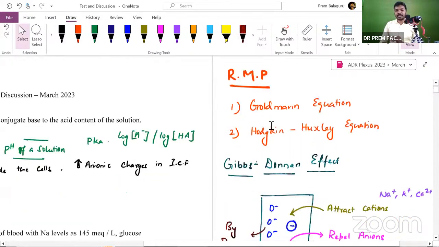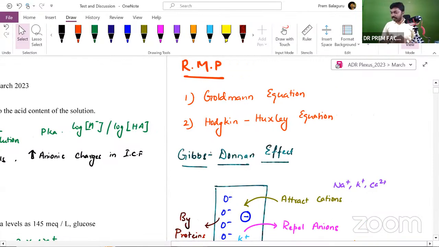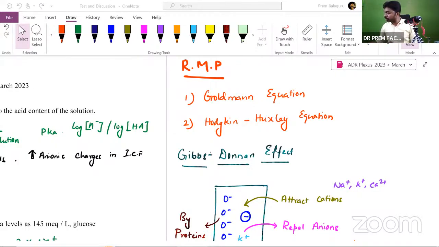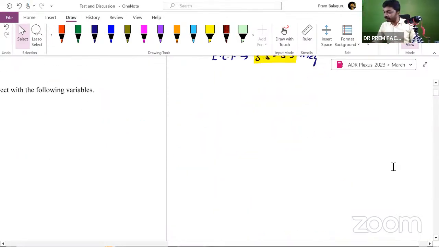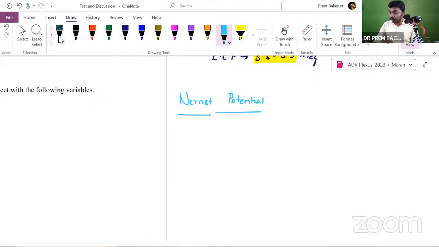Gibbs-Donan effect. And when it comes to resting membrane potential, as I just told you, you have two equations. One is the Goldman equation and the second one is the Hodgkin-Huxley equation, used to determine resting membrane potential. And since you came up with the next question, the next potential, right? Nernst potential. Let's also see what a Nernst potential is all about. That's Gibbs-Donan effect, and let me move on to Nernst potential here.